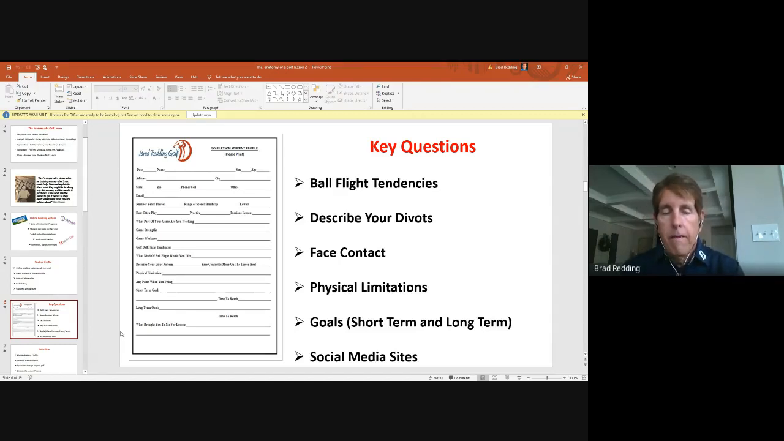So those questions about ball flight tendencies, describe your divots and face contact, kind of give me a head start on what's going on in their swing. In the past, I think people have tendencies as far as their ball flight, divots, and face contact, and from those three answers, I already get a head start on what's going on in their swing. I've been fortunate enough to be on the Golf Channel and have my own radio show, and from those things, I can ask questions about those three things, and I already get a head start on what's going on.